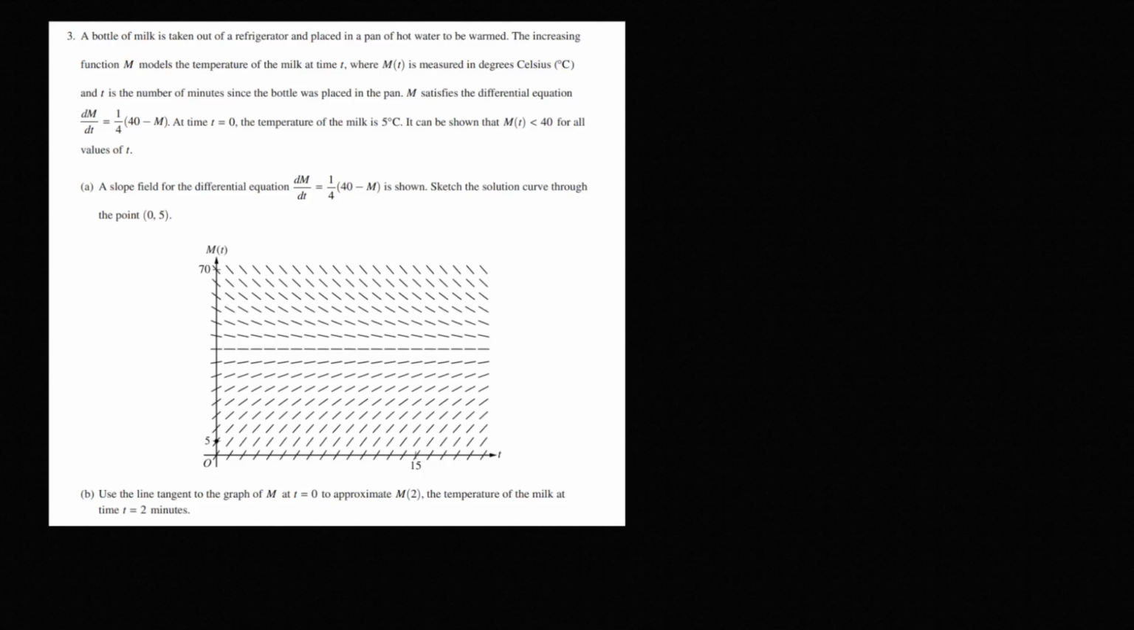All right, let's look at the AP Calculus AB and BC FRQ for 2023. A bottle of milk is taken out of a refrigerator and is being warmed. So this is the increasing function of m, and here is our differential equation.